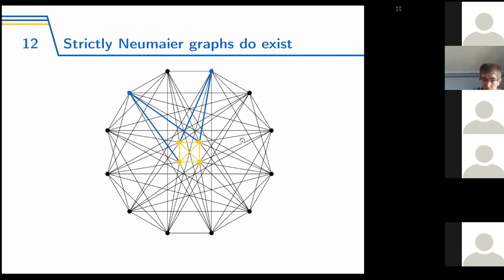But it is a strictly Neumaier graph because it is not co-edge regular. Indeed, if you check, these 2 orange vertices are not adjacent, but they have 8 common neighbors, while on the other hand, the 2 green vertices are non-adjacent, but they have only 6 common neighbors. So indeed, this strictly Neumaier graph exists.